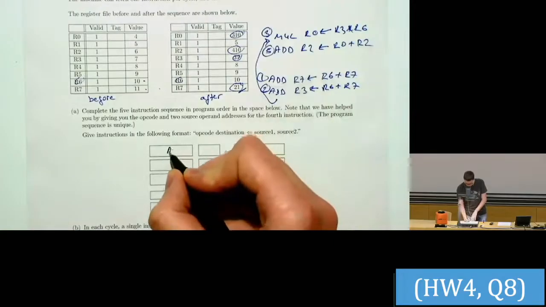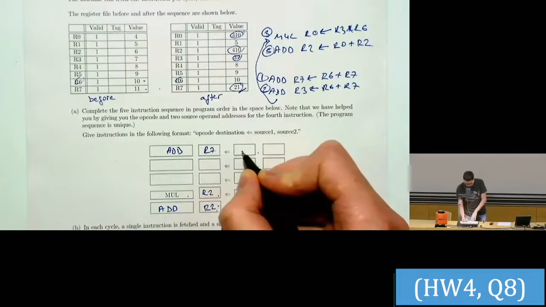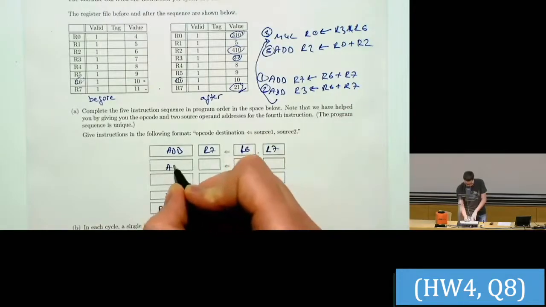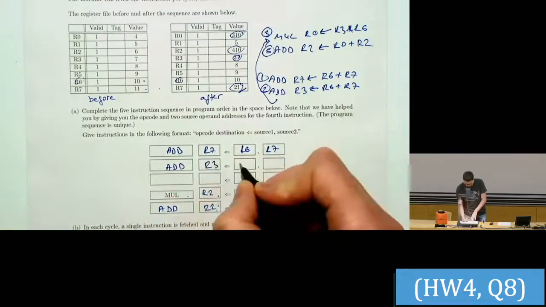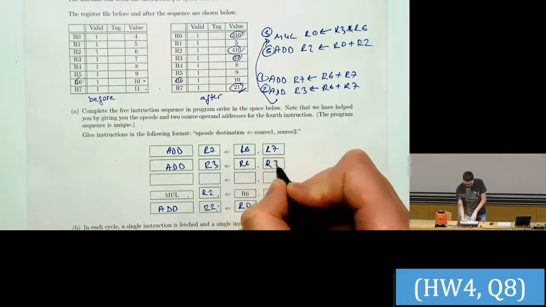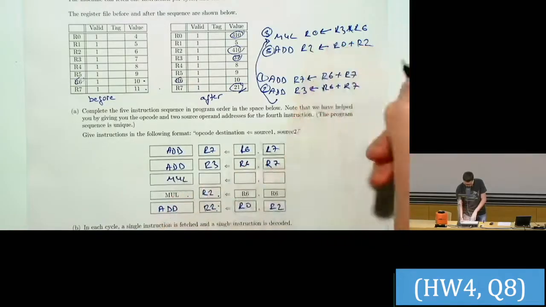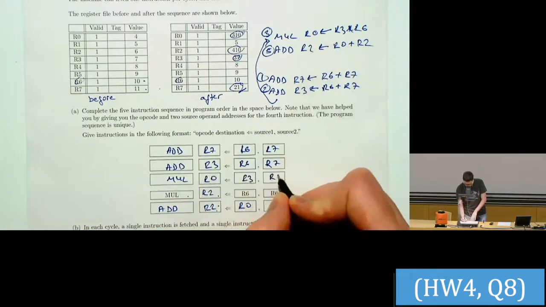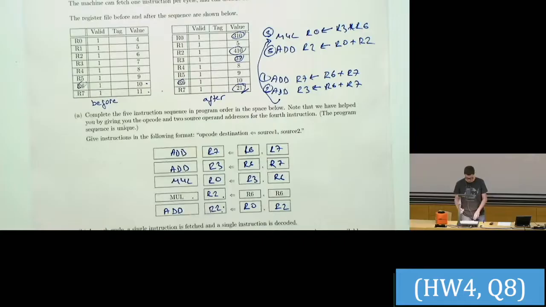So this is add to R7, R6, R7, then another add to R3, and again R6 and R7, and the last is multiplication, R0, R3, and R6. Okay, is it clear? Did I miss anything? Okay, so that was easy.